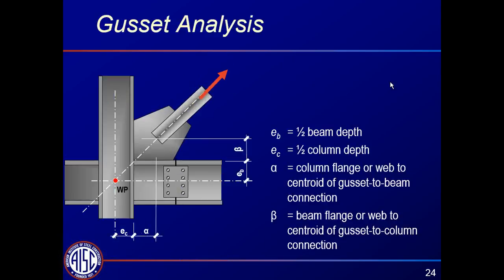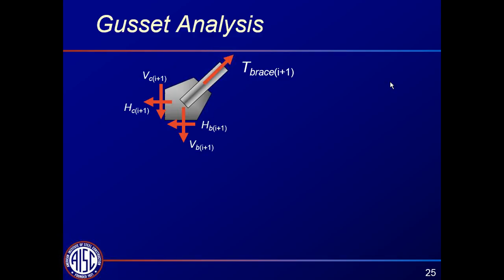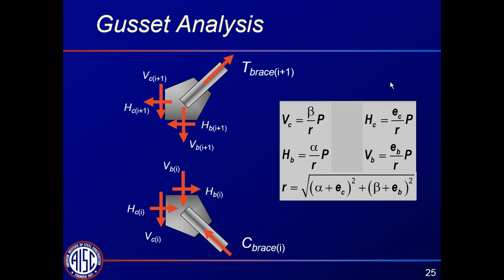The gusset analysis, as I said, typically would use the uniform force method, although other methods are possible. It doesn't really matter for today's purpose what gusset analysis method is used. It's essentially statics. And here's a diagram of the brace in tension. Here are the equations that you would use to get the forces if you were using the uniform force method. Here's a diagram for the brace below in compression, and you'd use essentially the same equations to derive the vertical and horizontal forces at the gusset interfaces with the beam and column.